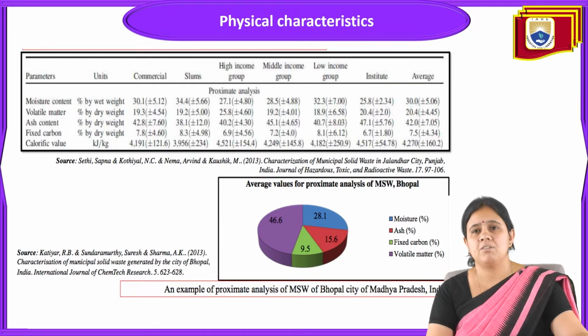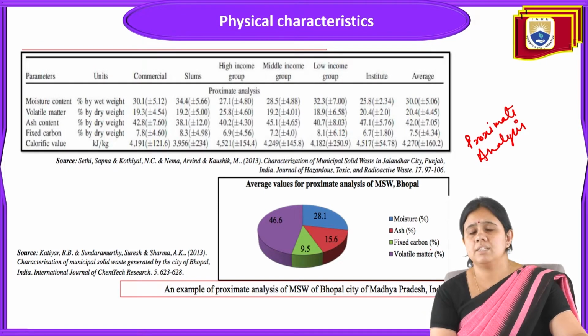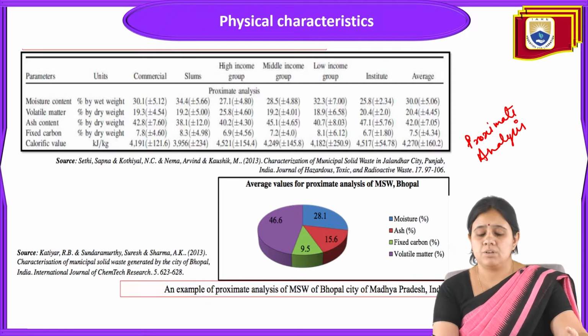This is an example of proximate analysis of MSW of Bhopal city of MP. So the source of the data is there. You can see that if we do the proximate analysis of MSW from Bhopal, we can see a general composition of the waste.